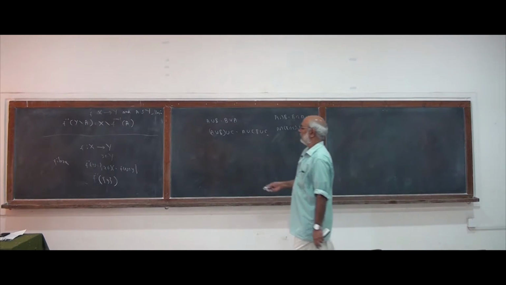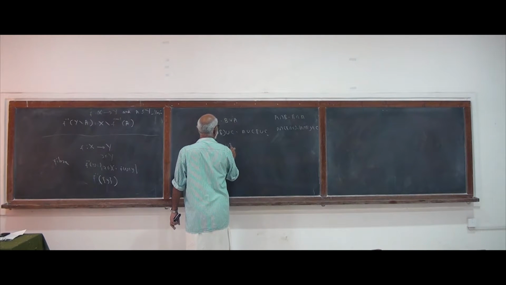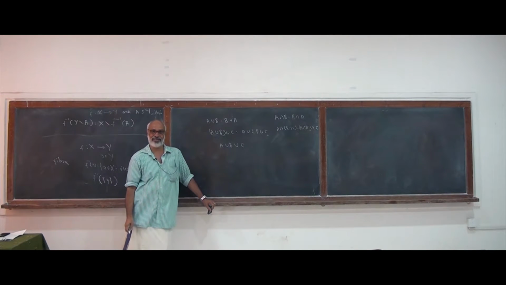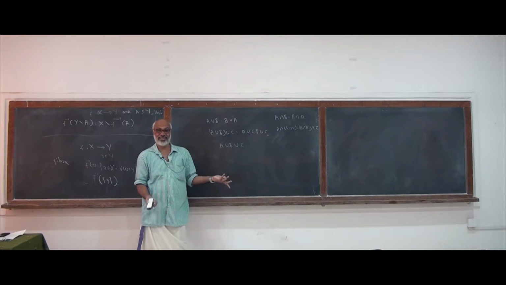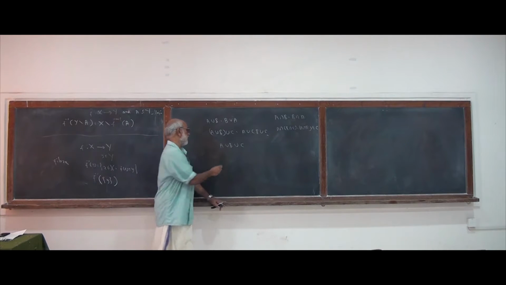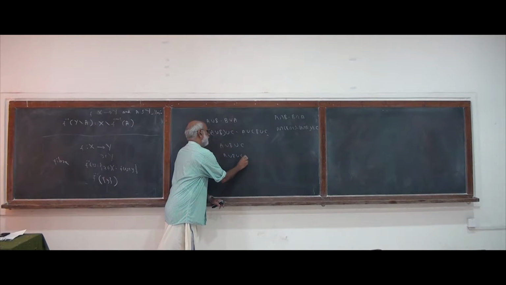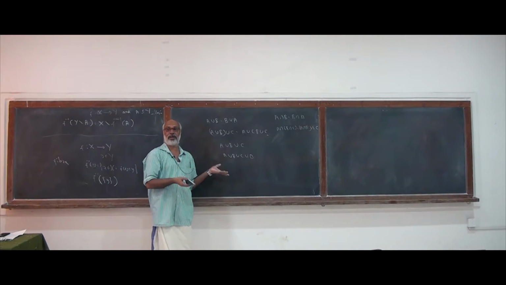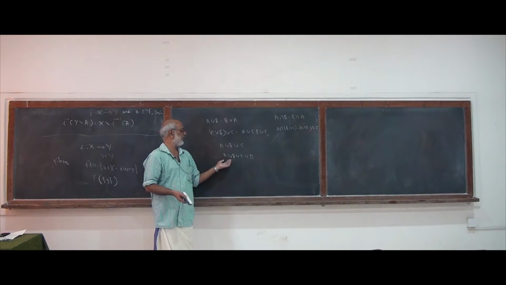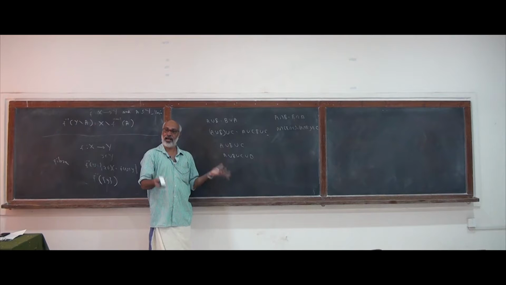Because of that, we can even consider A union B union C. Whether you bracket this way or that way, that is immaterial. And you can also consider A union B union C union D, etc. And how the brackets are put is immaterial. You can put in any way you like. So you can write it just like this. Or you can consider this as the union of the sets A, B, C and D.